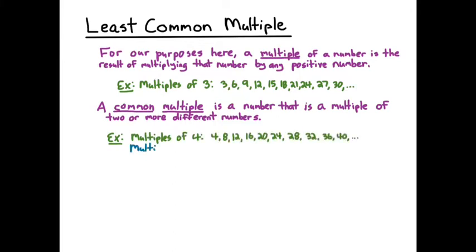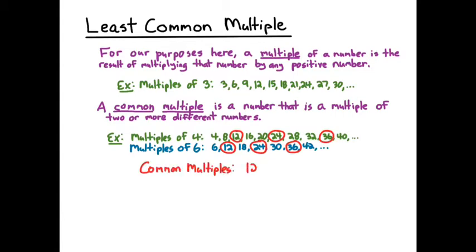So multiples of 4, for example, here's a list of multiples of 4 up to 40. Here's a list of multiples of 6. Now, if you look at both lists, you can see that there are numbers that show up on both lists. So common multiples of 4 and 6 are 12 and 24 and 36, and we could come up with more if we kept going on, but there's not enough room on the screen. So here are a few examples of common multiples.